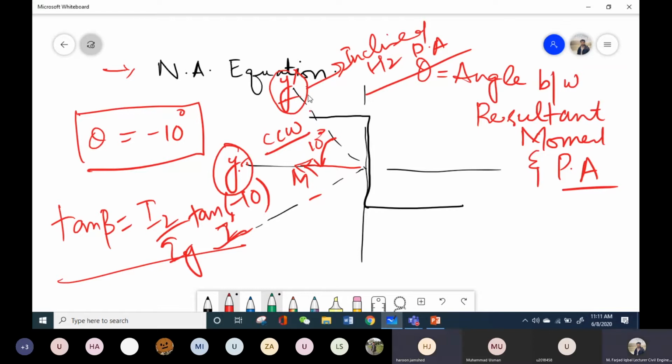So I have to take the angle with respect to the y dash axis because it is the orientation of this original horizontal axis, right? Yes, sir. So this is the thing.